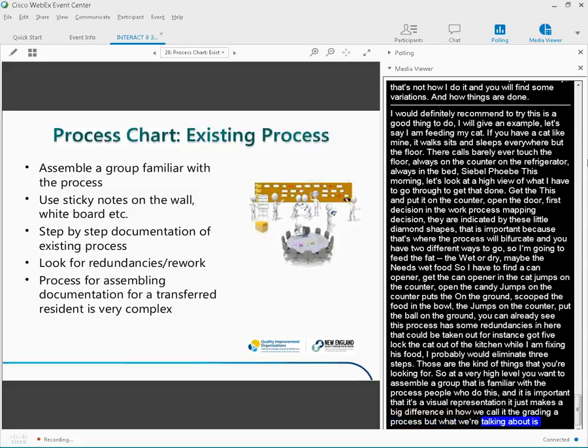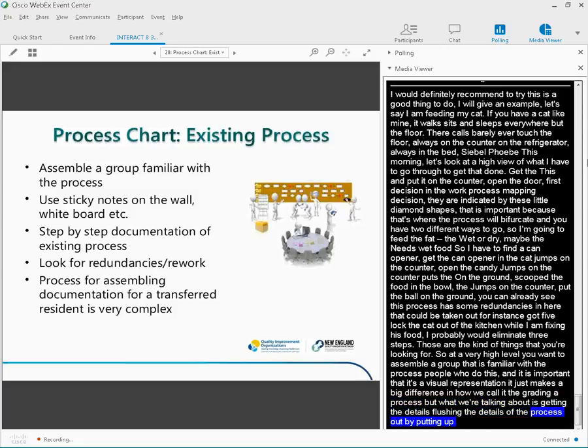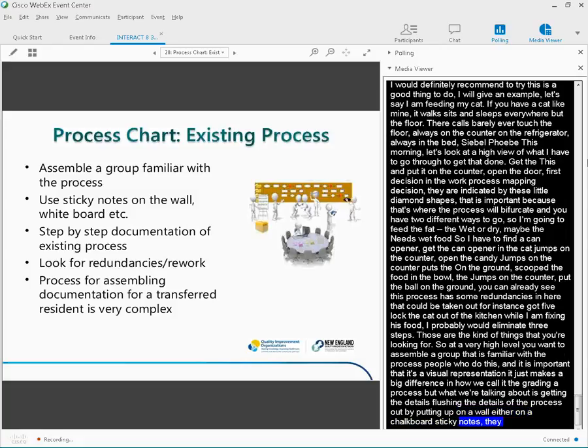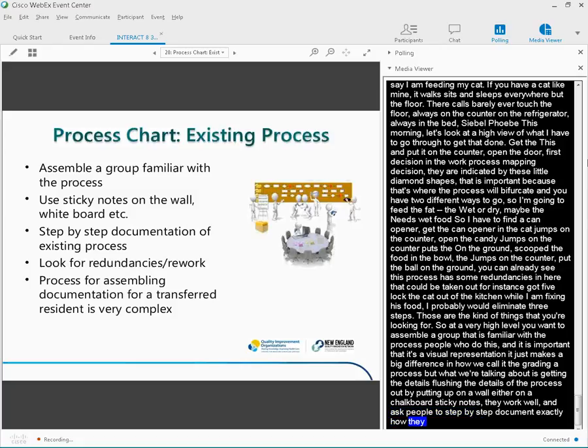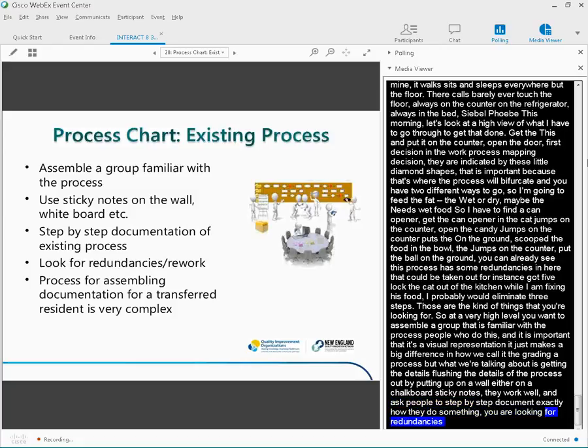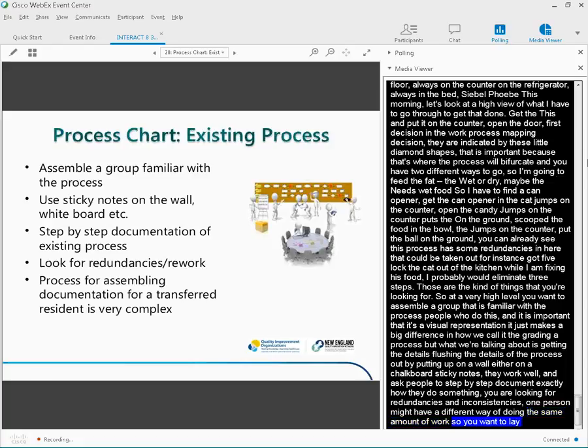By putting it up on a wall, either on a chalkboard, sticky notes work very well, and ask people to document step by step exactly how they do something. And you're looking for redundancies, you're looking for inconsistencies. One person might have a different way of doing the same amount of work. So you want to lay it all out there and then look at it and think about what could be eliminated, what could be done better.